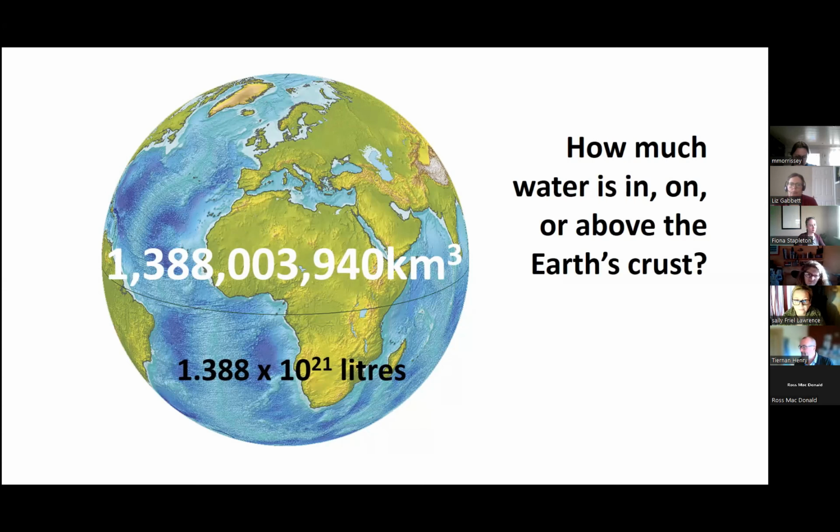I have to take a pause before I say this. 1,388,3940 cubic kilometers of water. That's in, on, and above the Earth's crust. So that's a kilometer by a kilometer by a kilometer, times that big number there, or it's 1.388 by 10 to the 21 liters of water. So there's a lot of water in and on and above the planet.